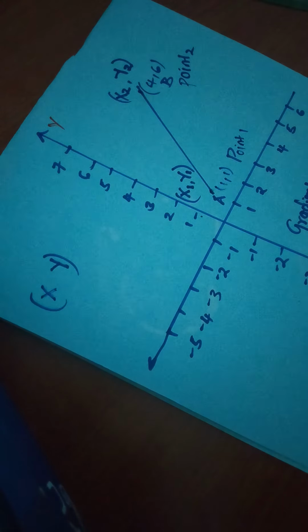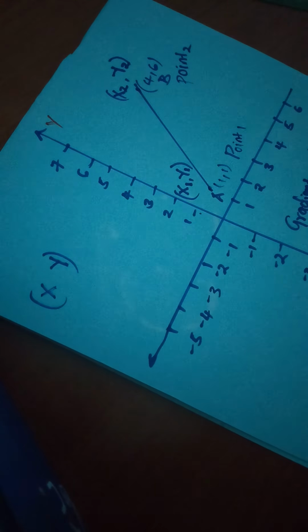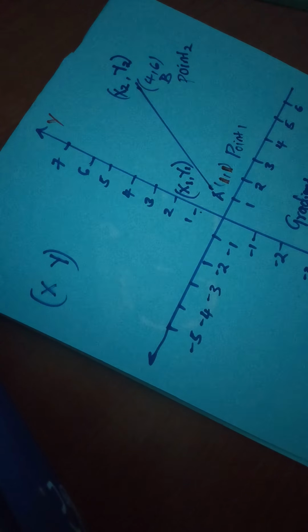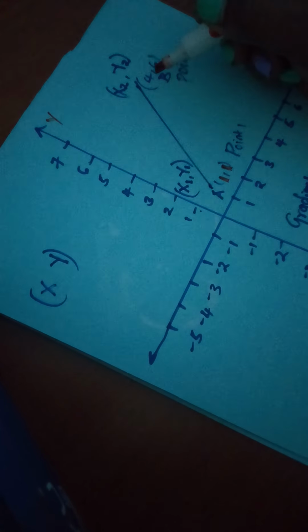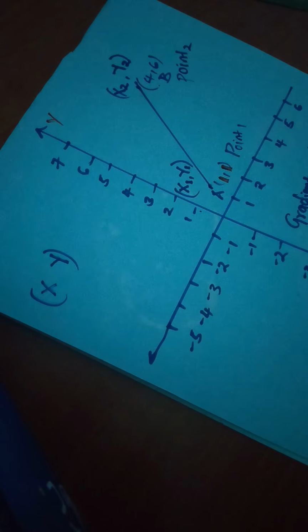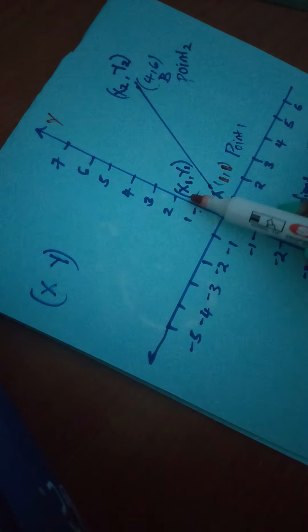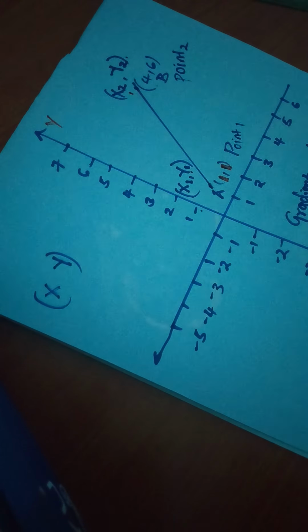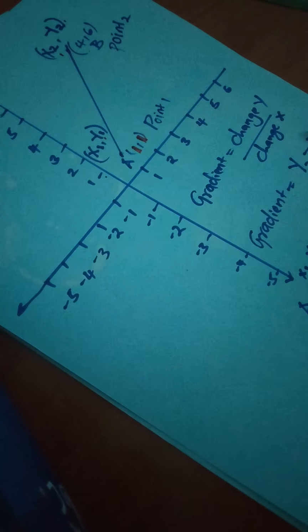I know it's simple, but let me just go through the whole process once again. We're getting the gradient of the line AB. My point A is at point 1, 1, and my point B is at point 4, 6, that again we can see. And this is my x1, y1, my x2, y2. And then from there I'm saying gradient should be equal to change in y divided by change in x.